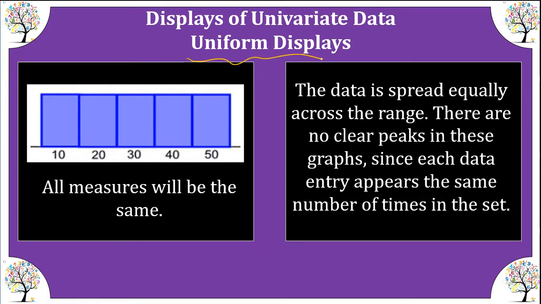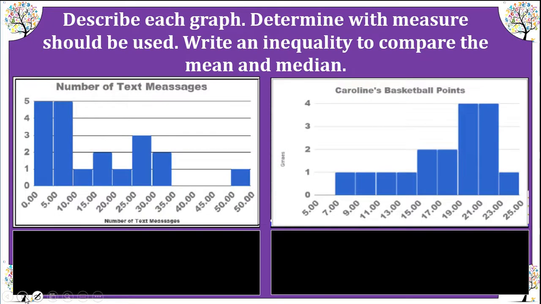Here is uniform displays. This is pretty much where all the data is uniform across. There are no clear peaks, and all measures will be the same, such as your mean and median and IQR and MAD. So we are going to use the mean and the MAD to describe these measures since there's no outlier. So if we were to describe this is a number of text messages.